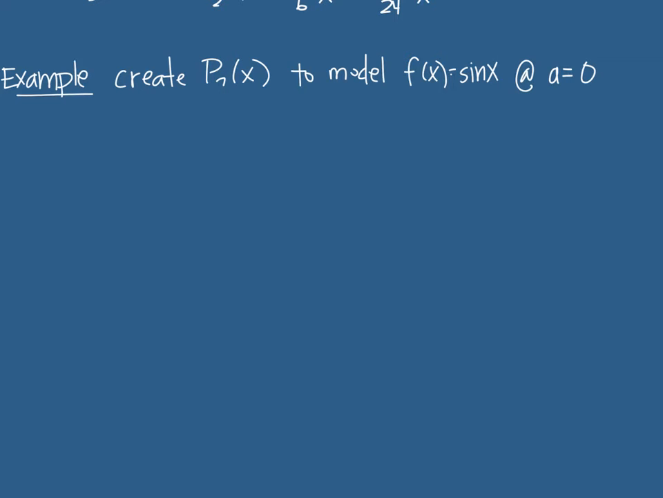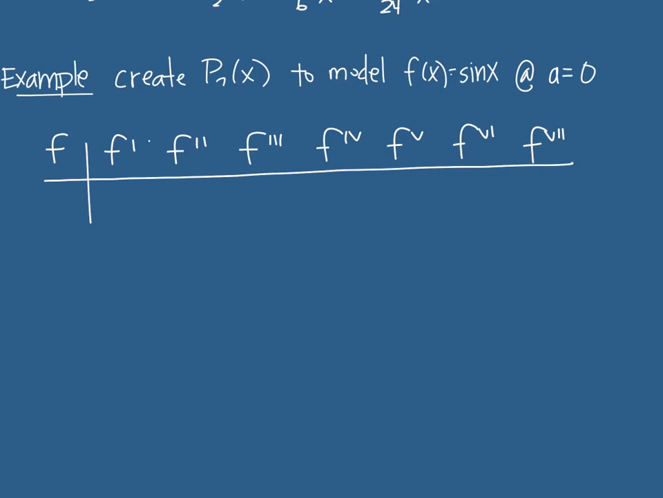Okay, so it helps me to just kind of figure out my derivatives and figure out my coefficients, and then I build my thing. Okay, that's sort of how I go. So I'm going to need to do f prime, f double prime, f triple prime, f4, f5, f6, and f7.